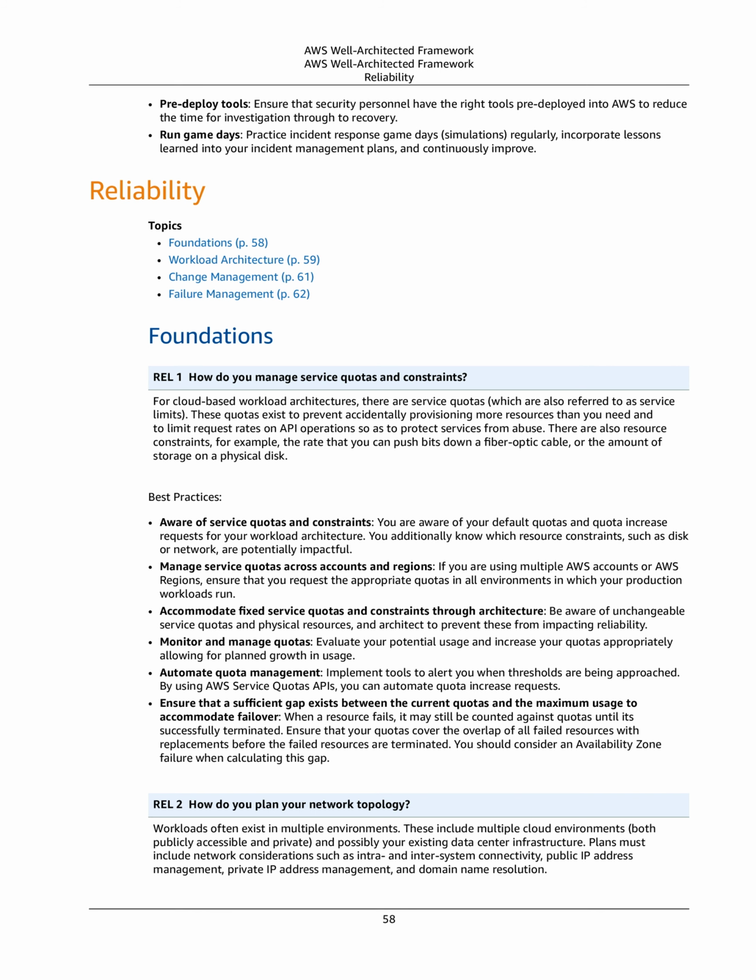Accommodate fixed service quotas and constraints through architecture. Be aware of unchangeable service quotas and physical resources, and architect to prevent these from impacting reliability. Monitor and manage quotas. Evaluate your potential usage and increase your quotas appropriately, allowing for planned growth in usage. Automate quota management. Implement tools to alert you when thresholds are being approached. By using AWS Service Quotas APIs, you can automate quota increase requests.